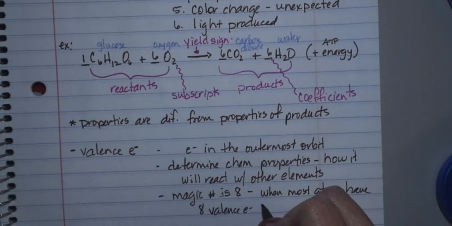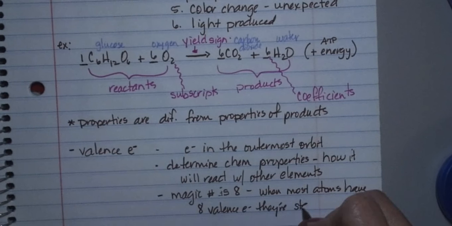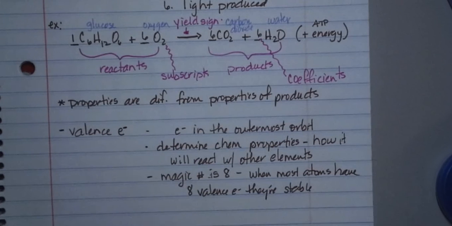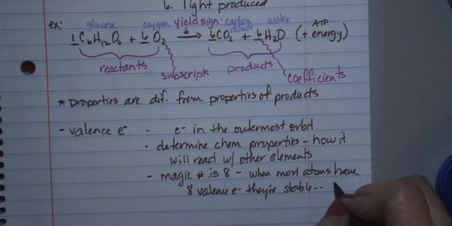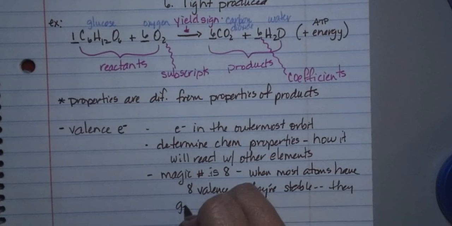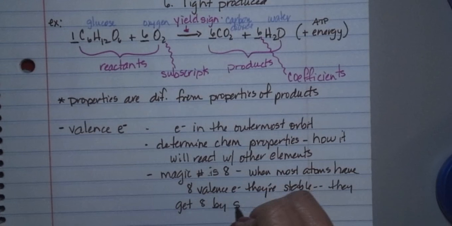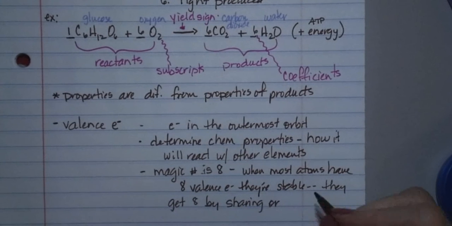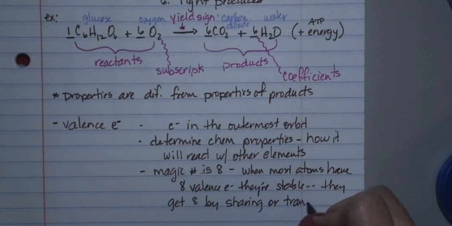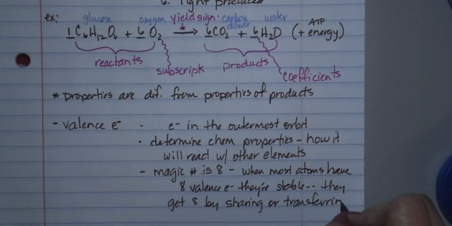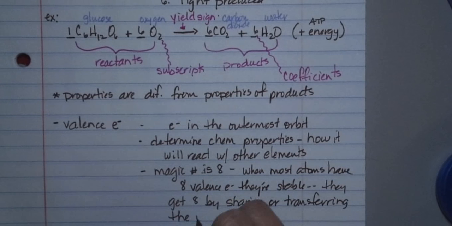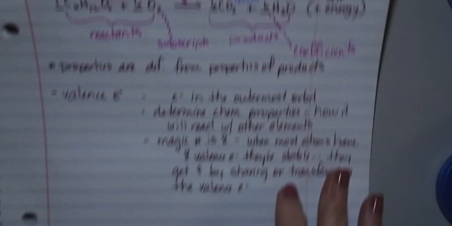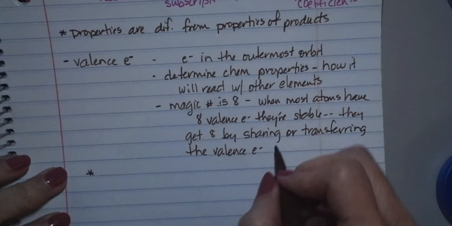So atoms are usually more stable when they are in a chemical bond with something. They get 8 by sharing or transferring electrons, which you already talked about, ionic bonding and covalent bonding. So we're sharing or transferring the valence electrons. Now, remember, I'm going to put a little note down here. This is called bonding. That's when you transfer or share electrons, it's called bonding.